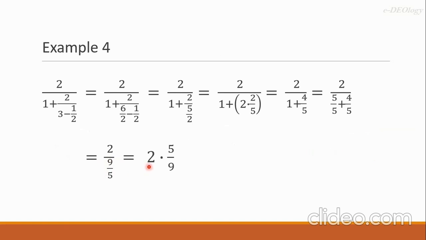Next, we're going to flip the 9 over 5 into 5 over 9. And we have this multiplication. So 2 times 5 gives us the final answer, 10 over 9, or the mixed fraction 1 and 1 over 9.